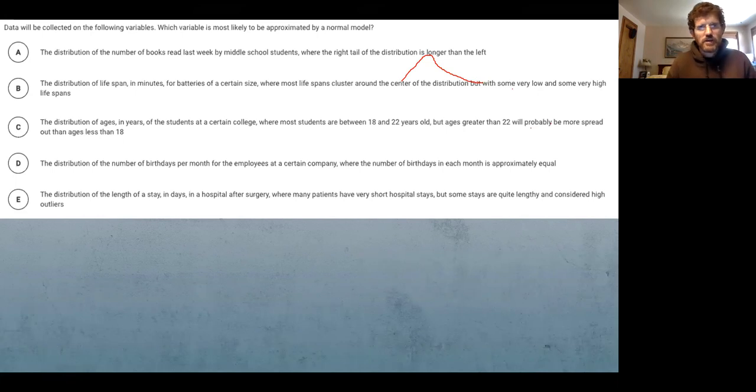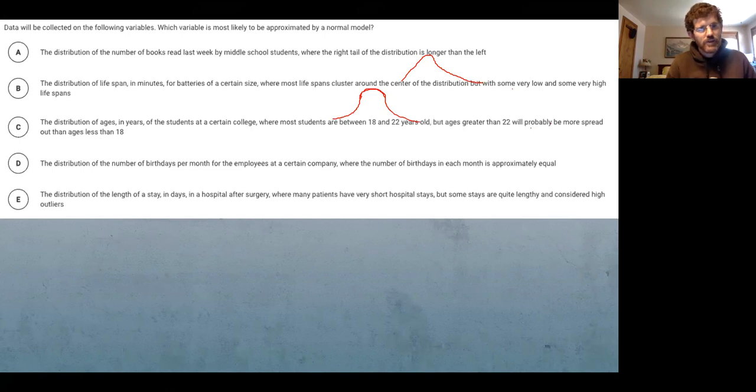How about the lifespan of batteries of a certain size? Most of them cluster around the middle, so we're going to have this mode in the middle, but we've got some very low and some very high. So I'm going to have some that are low and some that are high. Off the bat, that one seems normal.